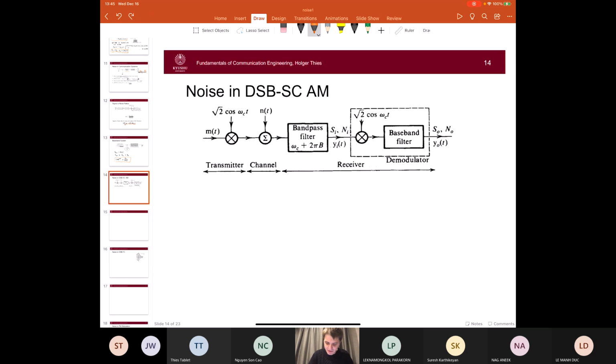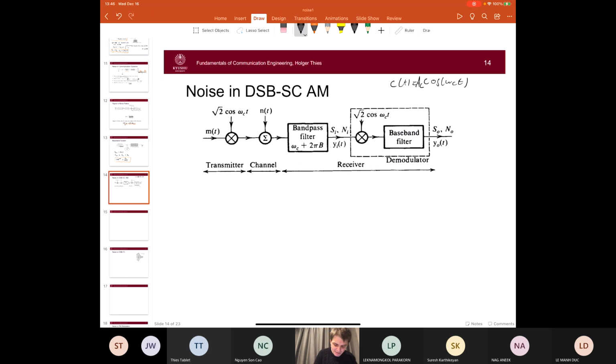So this was, if you recall, the simplest form of modulation. Recall that modulation was just multiplying. In amplitude modulation, we just encode the message in the amplitude of the carrier. So we had this carrier function, some factor times cosine omega_c t. And double sideband suppressed carrier was just multiplying the message signal with this carrier function.